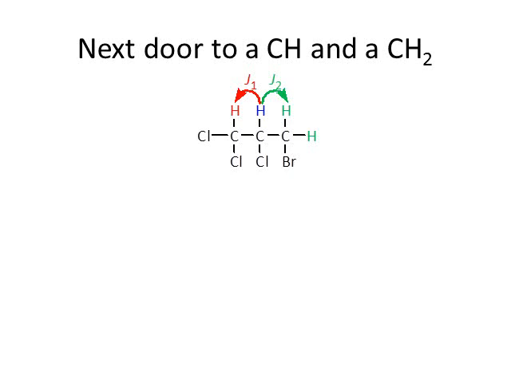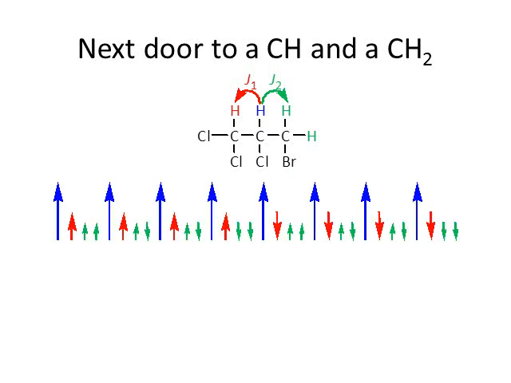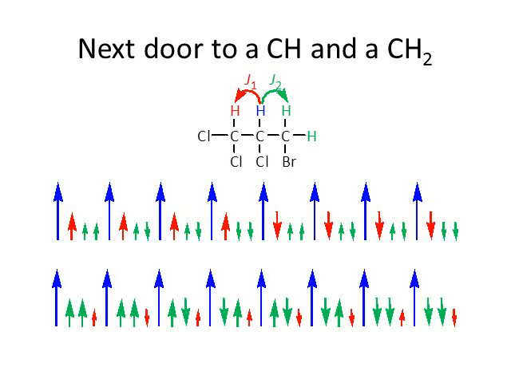Okay, let's be a little more complex. What if our hydrogen, highlighted in blue here, was next door to a CH on one side, the red, and a CH2 on the other side? Now we're adjacent to a total of 3 little magnets, right? But the red one and the green one have different arrow sizes. It could be that J1 is bigger than J2, or it could be that J2 is bigger than J1. I'm going to symbolize these as bigger and smaller arrows. I don't know yet, just from looking at the structure, which one it is. I would actually have to look at the spectrum to see which one it is.